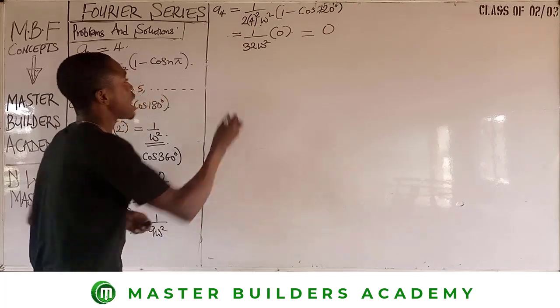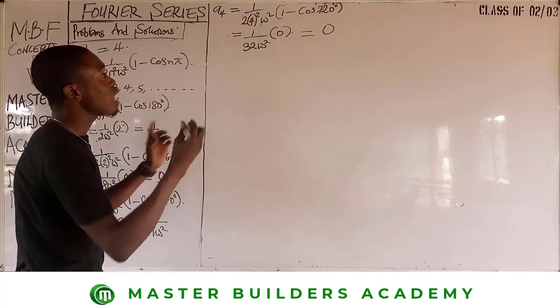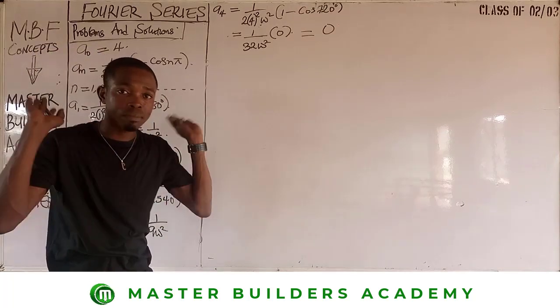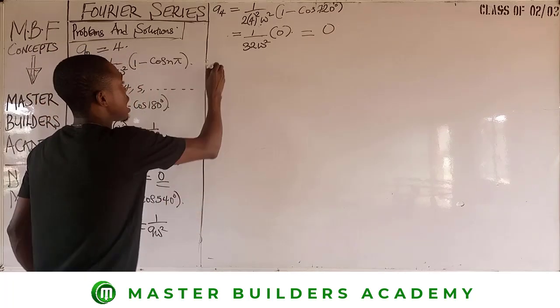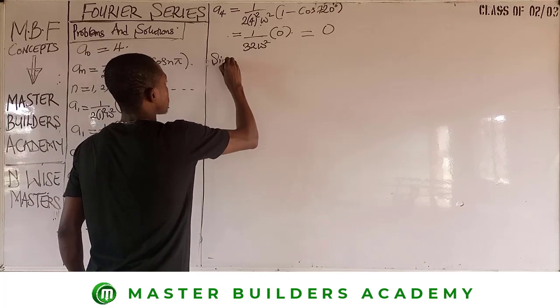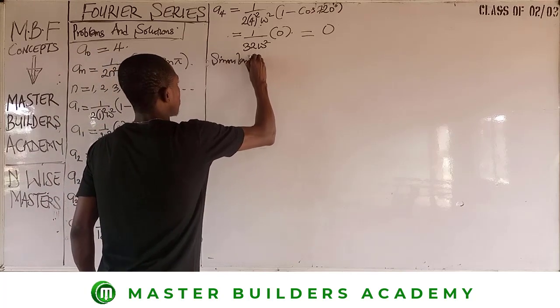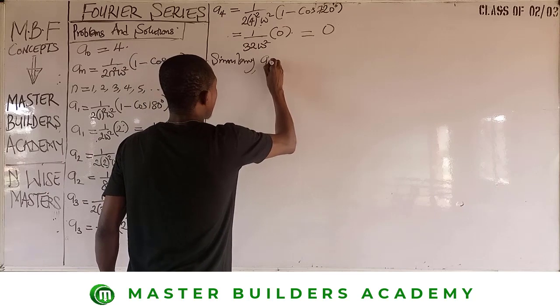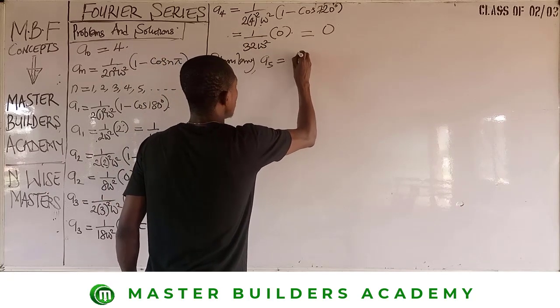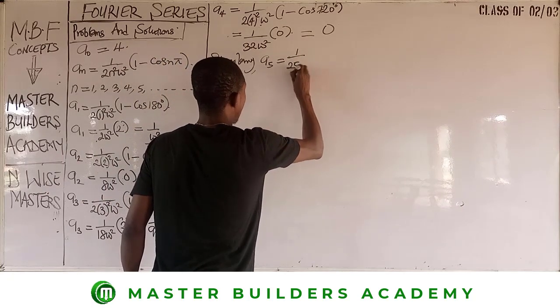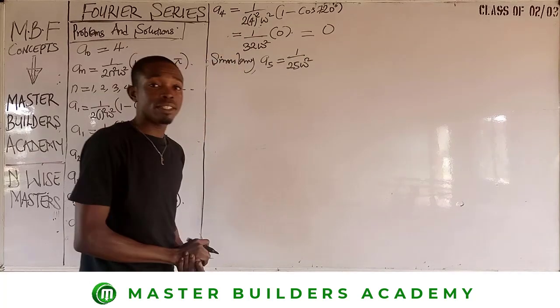So what do we need to do? I don't need to start calculating for all that. All I just need to do now is to deduce a model. That's all. So what I just say now is that similarly, A5 will be the next, will be 1 over 25 W squared.